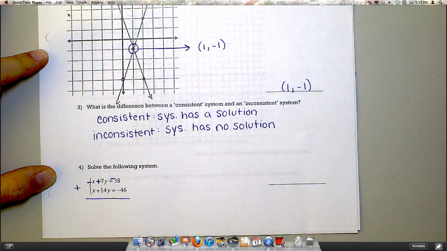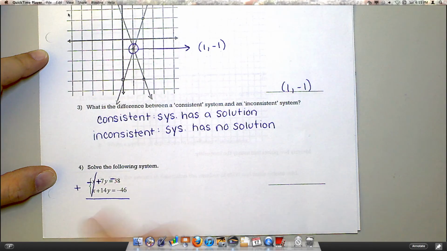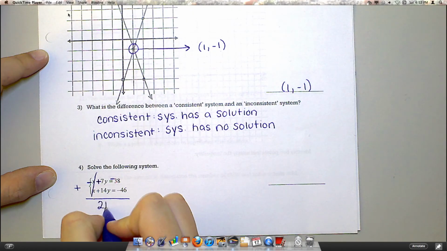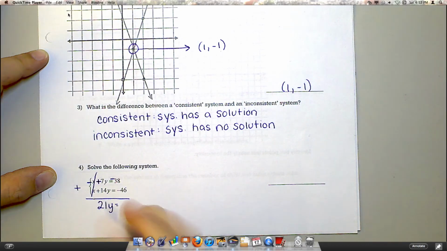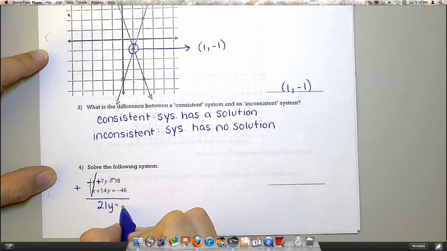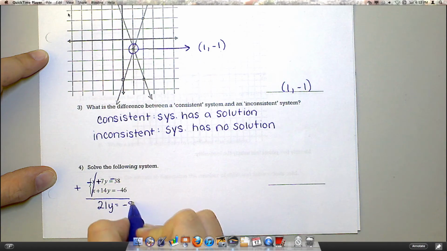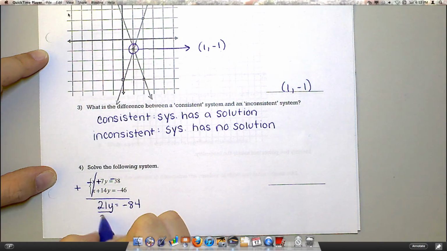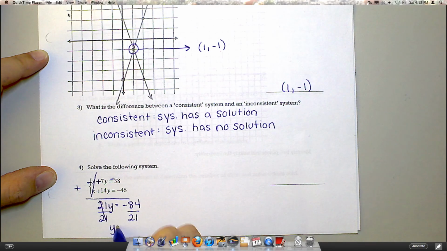This is elimination. So my x's cancel out. 7 plus 14 is 21y. And negative 38 plus negative 46 is going to be negative 84. Divide by 21, and y will equal negative 4.